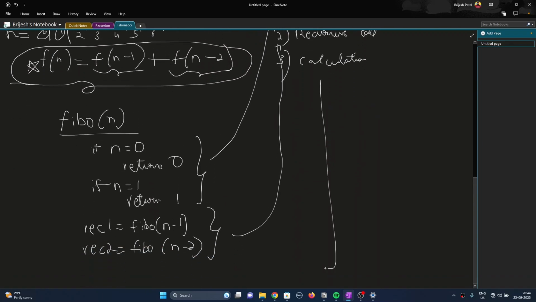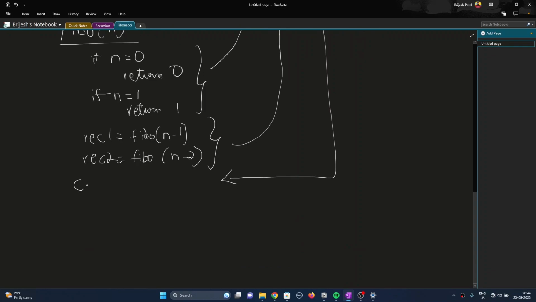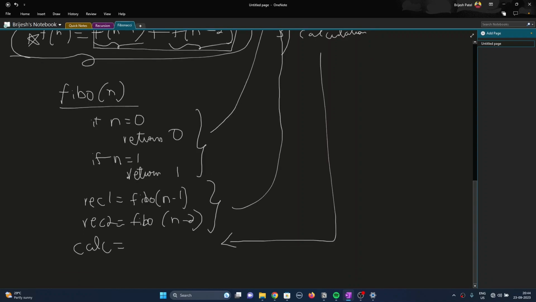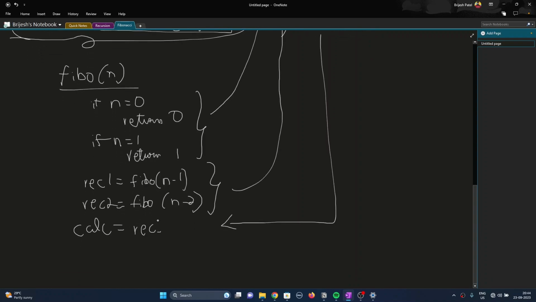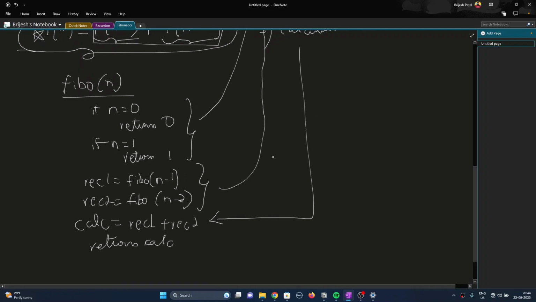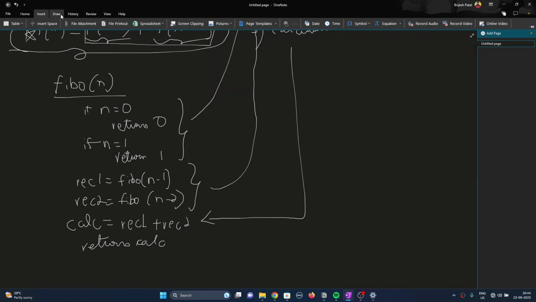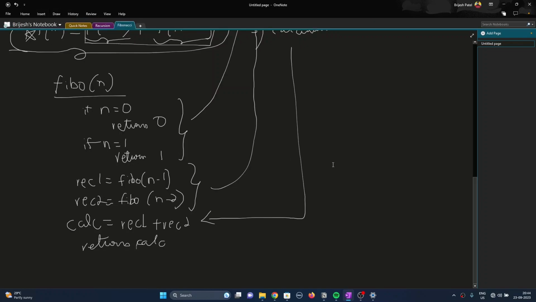Then the last part, that is the calculation. This is nothing but the recursive value of 1 plus the recursive value of 2, and that is what we would return here. Okay, let me write it down in proper text and then I'll explain it once again. Okay, so our function is Fibo of n.